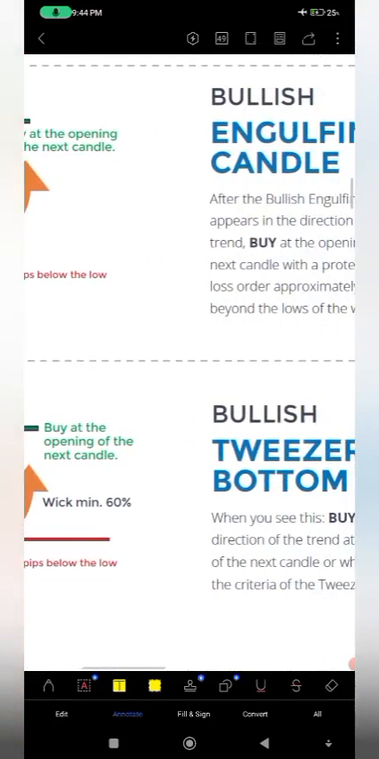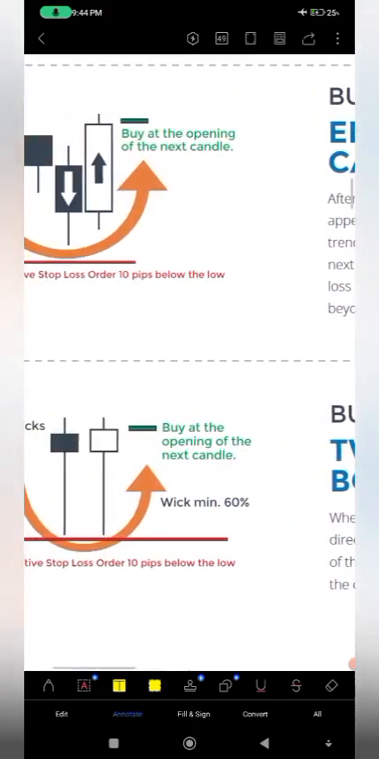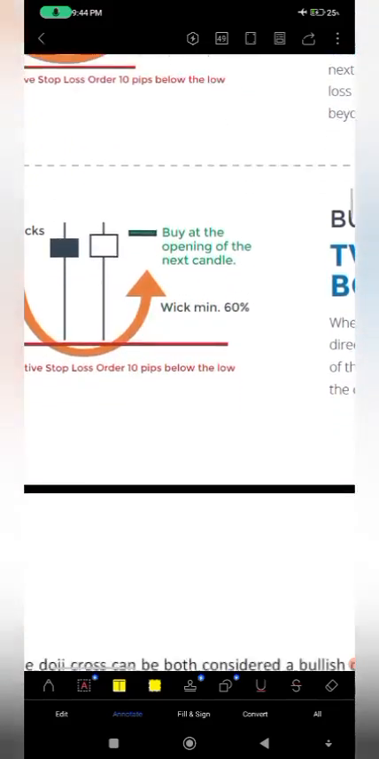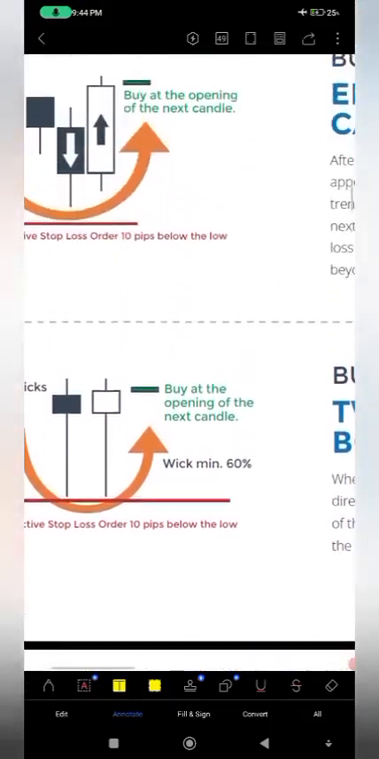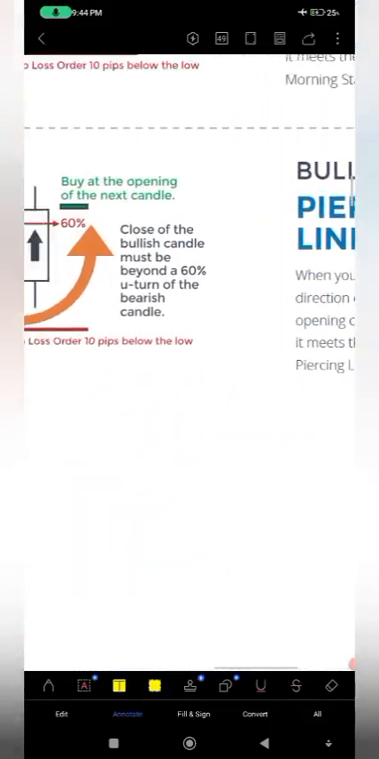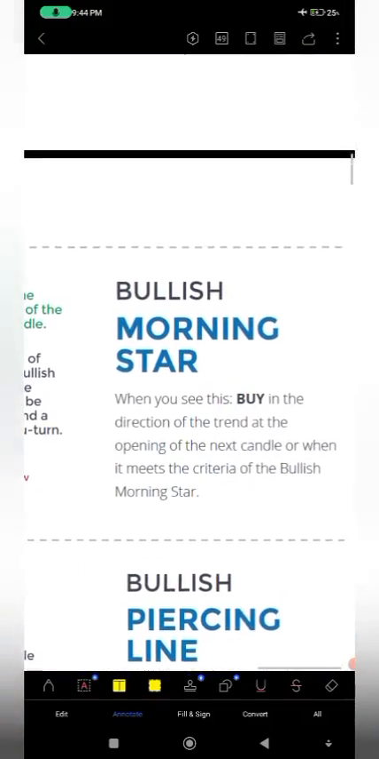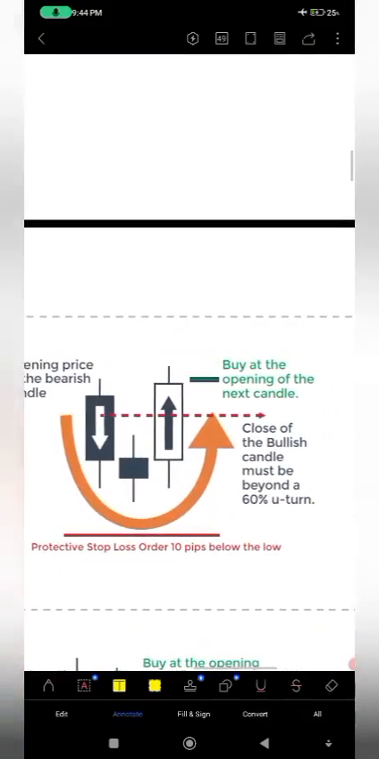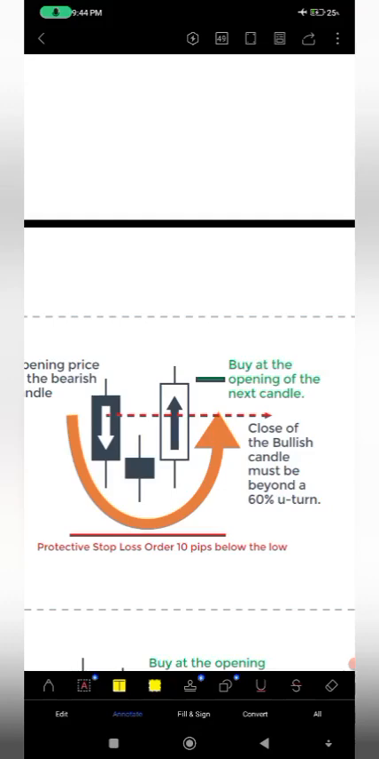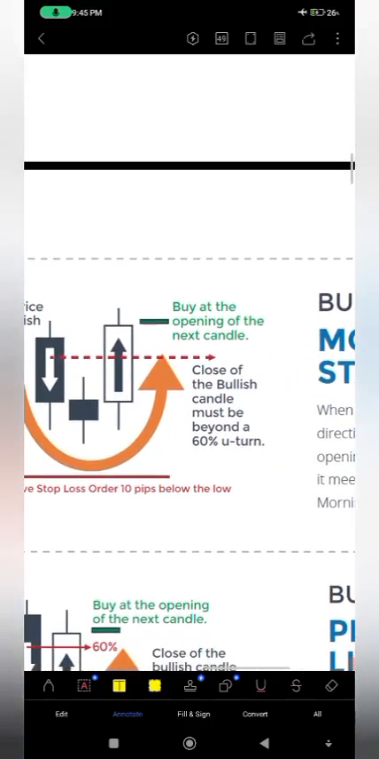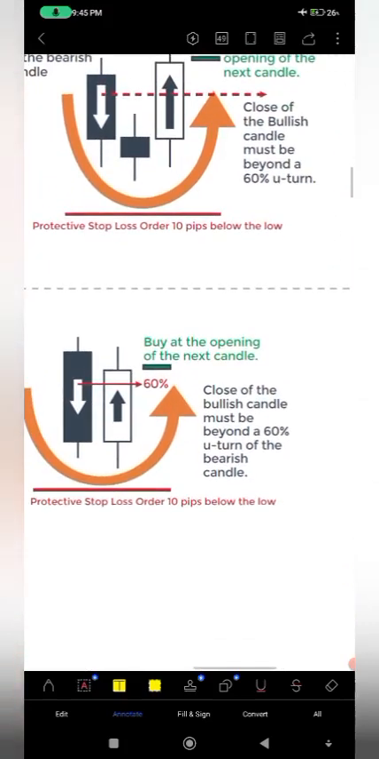We are also having the bullish squeezer bottom, the proof that low price has been rejected. We have the bullish morning star. Look at how it is. The bullish morning star is actually a pattern, a trend continuation pattern also.